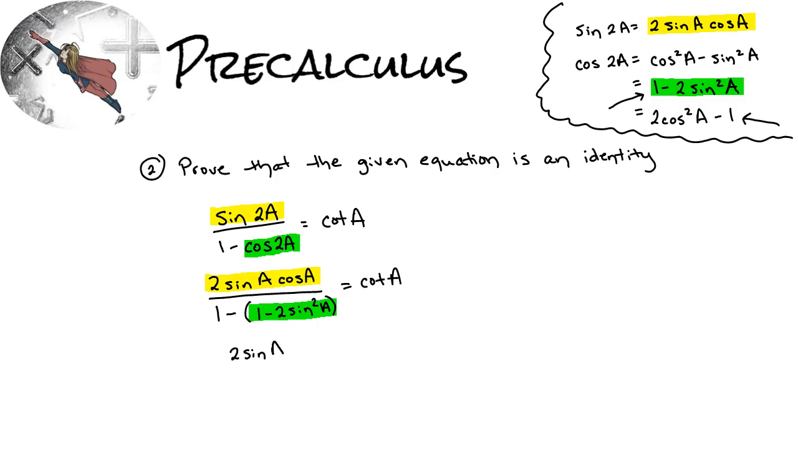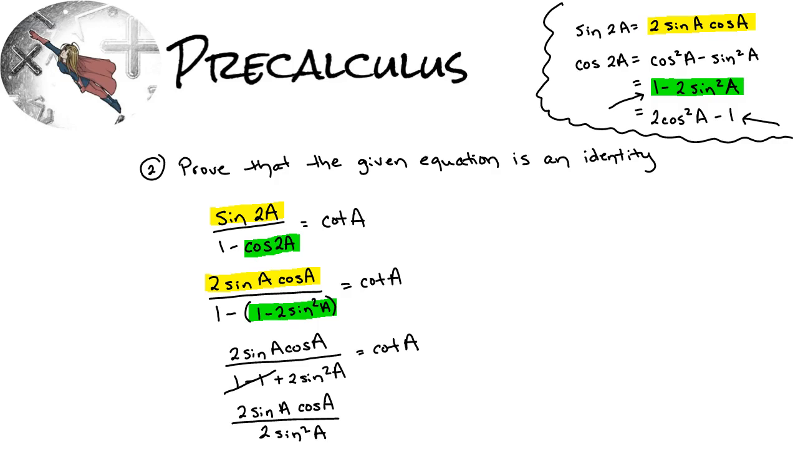2 sine of a cosine of a is still the top. And in the denominator, I can distribute the negative through the parentheses, so it'll be 1 minus 1 plus 2 sine squared of a, equals cotangent. Now this is exactly what I wanted to happen. 1 minus 1 subtracts out. So that leaves us 2 sine of a cosine of a over 2 sine squared of a. And we still want that to equal cotangent.